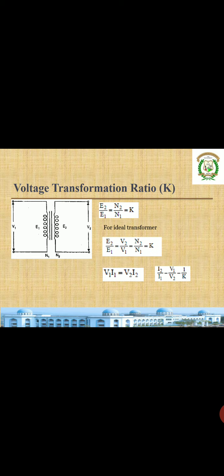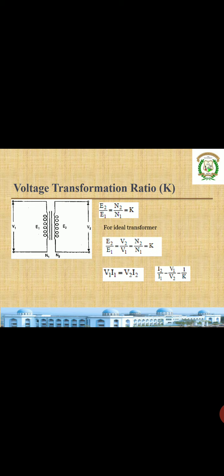Coming to the voltage ratio, as I told you, depending upon the number of turns, your transformation ratio changes. Here, E2 by E1, induced EMF in the secondary by induced EMF in the primary, is equal to number of turns in secondary by number of turns in the primary, which is equal to K. Or we can write it as E2 by E1 is equal to V2 by V1 equal to N2 by N1 is equal to K. K is the transformation ratio.